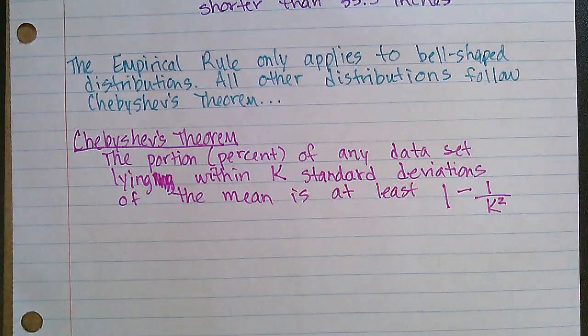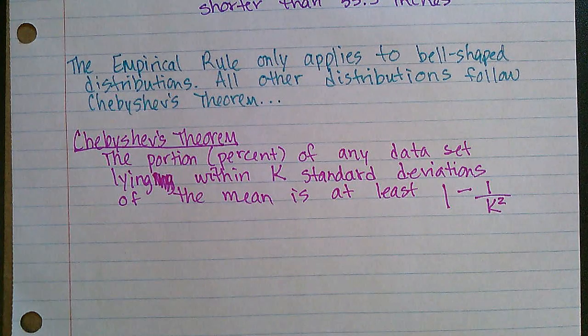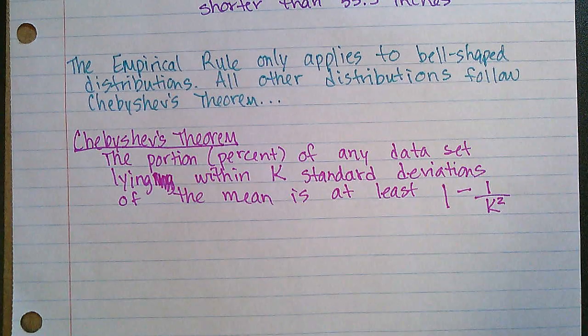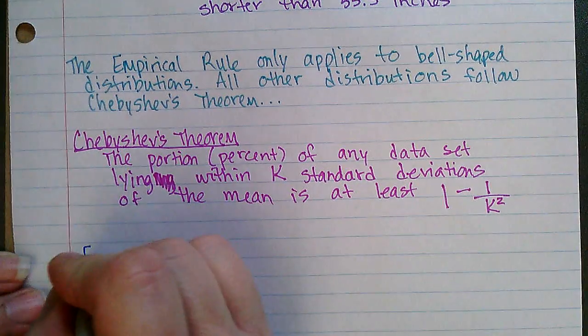So if we want to know what percent of a data set that's not a normal distribution lies within 7 standard deviations of the mean, we would do 1 minus 1 over 49, and that would give us the percent of the data set that's within 7 standard deviations of the mean. So let's look at a little example.